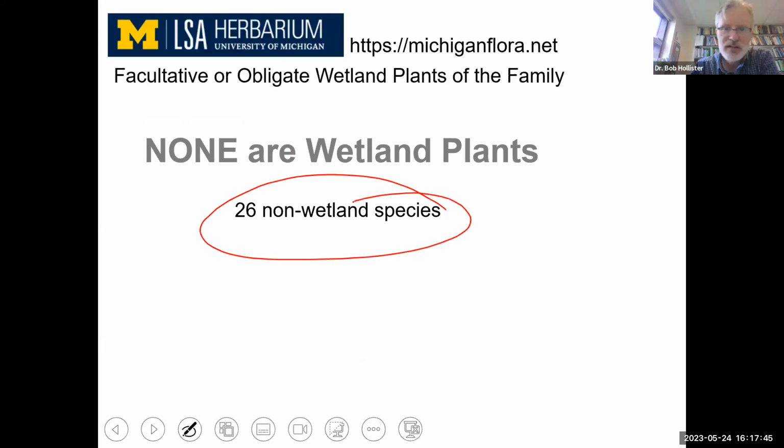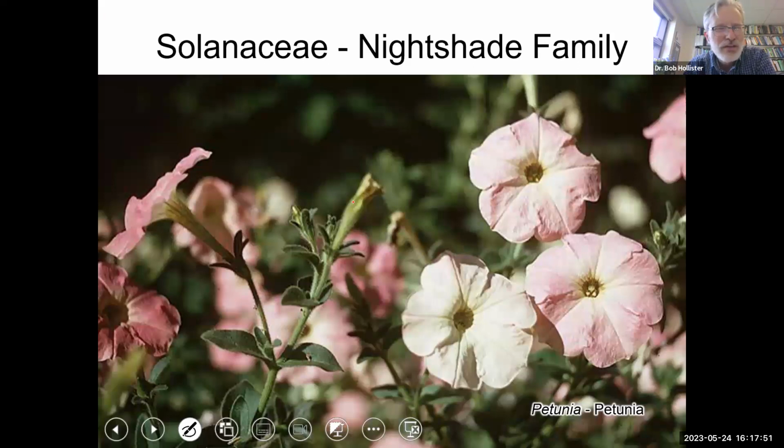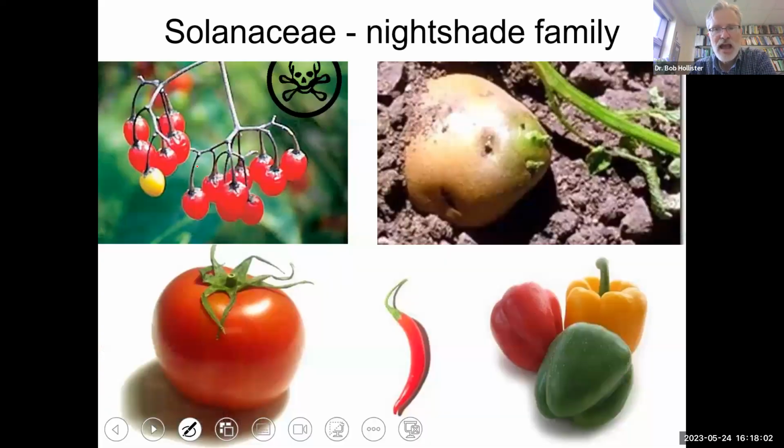There's 26 non-wetland plants. None are true wetland plants. But petunias are kind of a common flower box plant. They're these fused petals and they curve back, which is unusual. But it's such an important family because of the foods. By far the most important family was Poaceae, which we did on Monday. But you could get in arguments over what's number 2. If you're a bean person, you'd say Fabaceae. If you're a potato person, you would say Solanaceae.